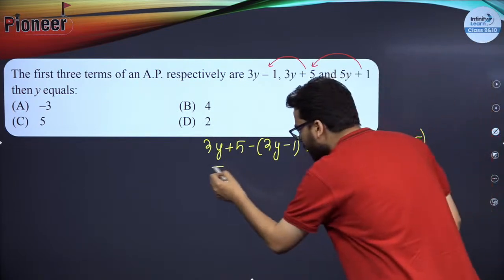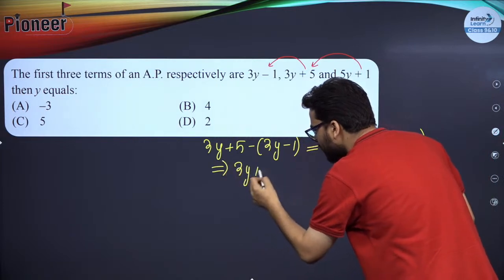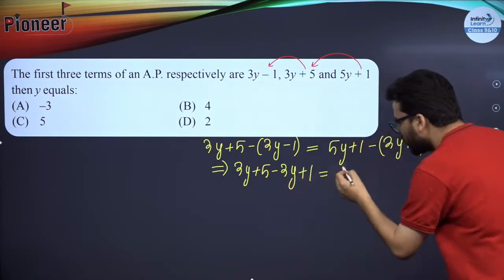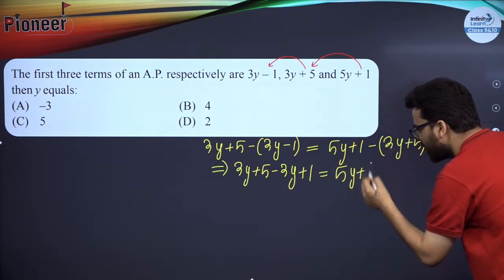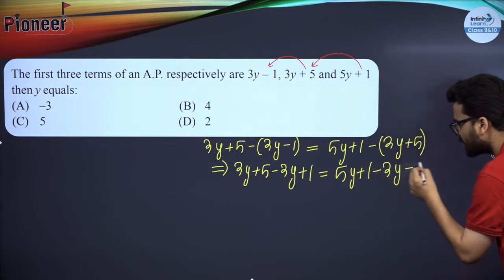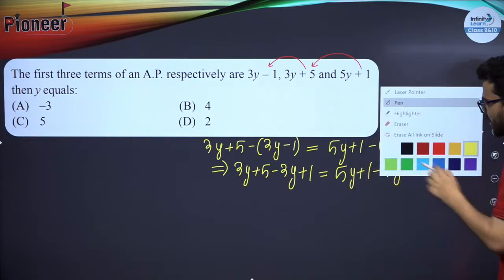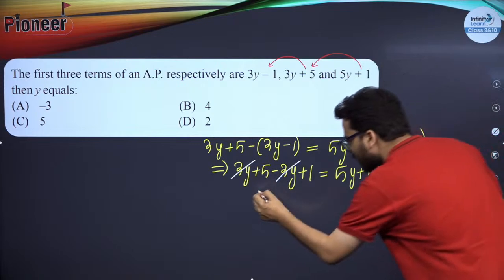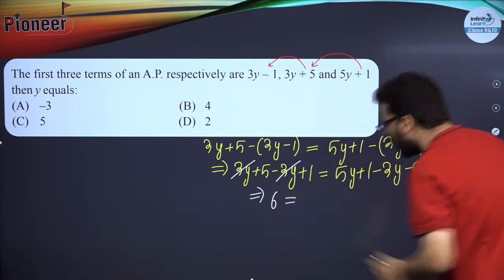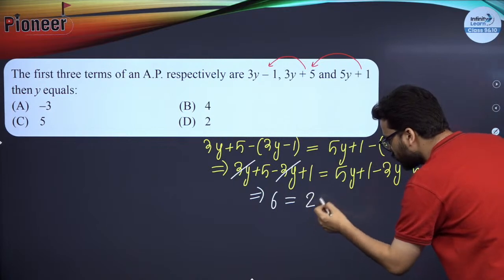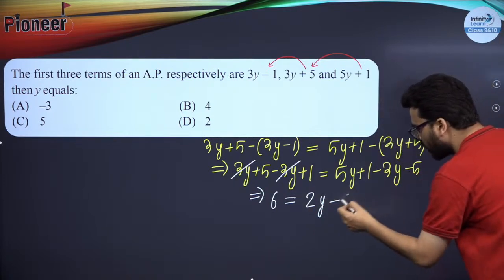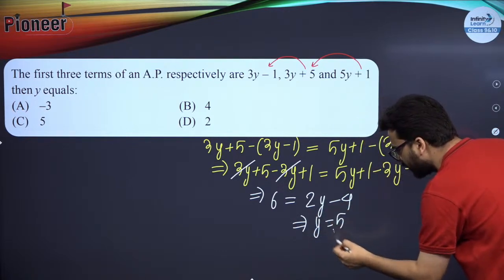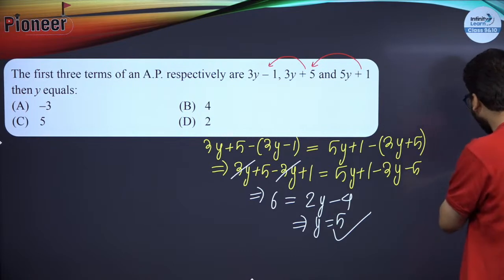So solve this, guys. Open up the bracket. You'll get 3y plus 5 minus 3y plus 1, and that is equal to 5y plus 1 minus 3y minus 5. If you simplify this, I can cancel out 3y and 3y, and this is nothing but 6 on the left hand side, and that is equal to 5y minus 3y, that is 2y, minus 4. If you simplify and solve this equation, you'll get y is equal to 10 by 2, that is 5. So y is equal to 5 is the correct answer.